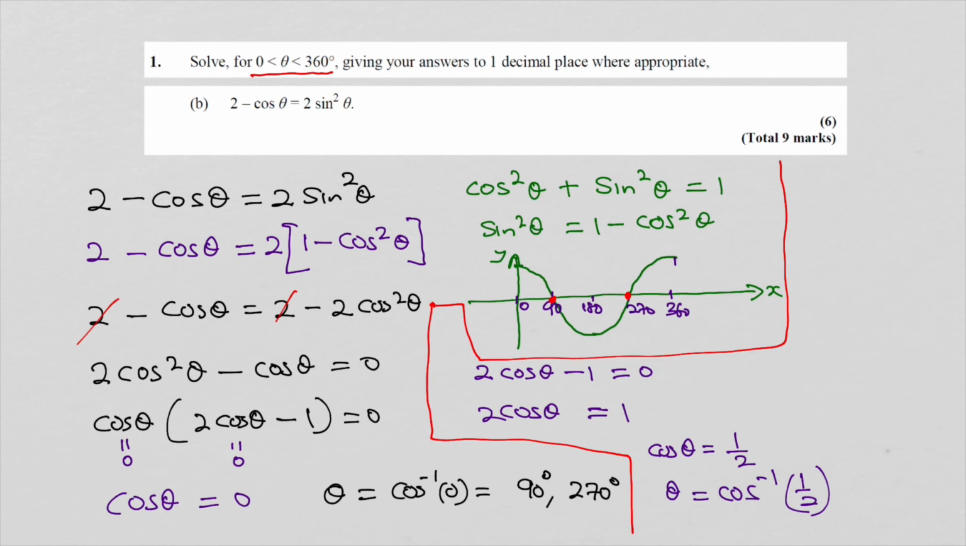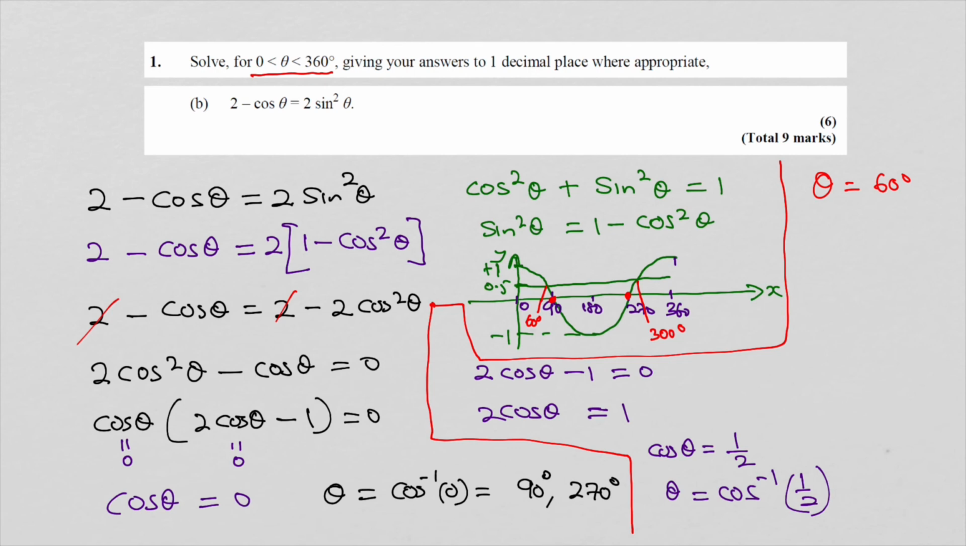Again, when we sketch the cosine graph, cosine is a half. So this is a half here. That's where cos is a half, because this is 1 and here is minus 1 and that's plus 1. So this is 0.5. So if you extend that line, that's where a half will be. So theta will be 60 degrees. So that'll be 60 degrees here. And here will be 360 minus 60, so that'll be 300 degrees.